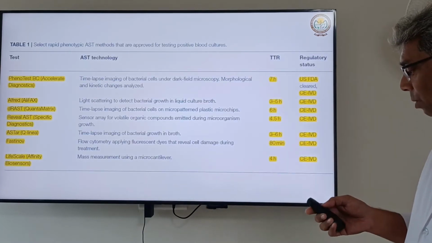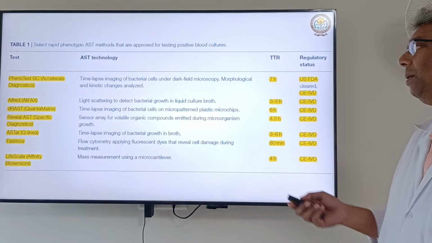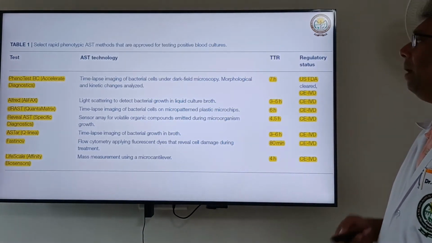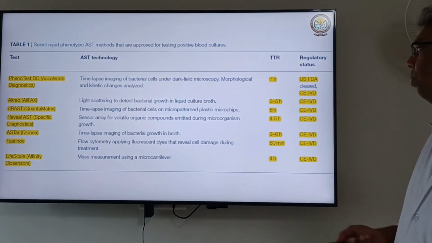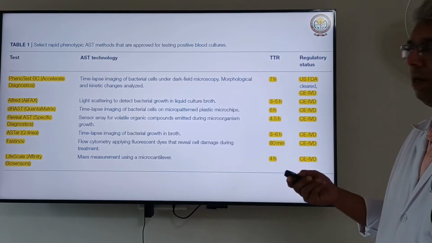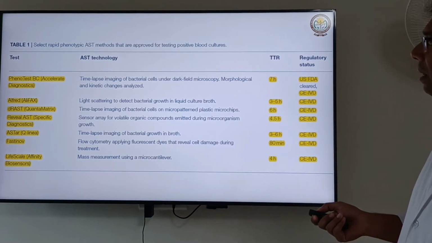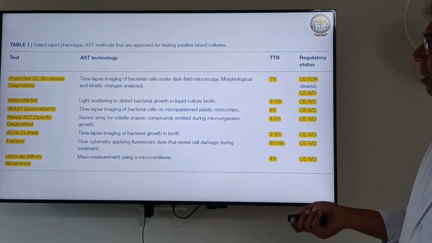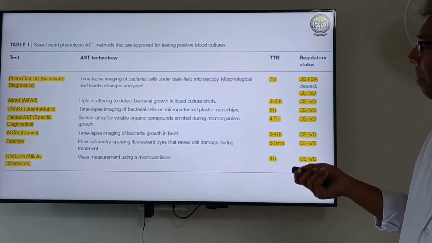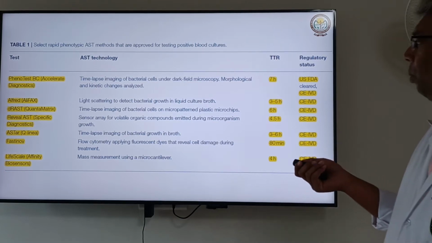So they did a review of the different commercial AST methods which are available in the market, and tried to correlate them with clinical outcomes. These are the tests that they had evaluated, all the different commercial tests which are available. I think this was a paper published in 2020.